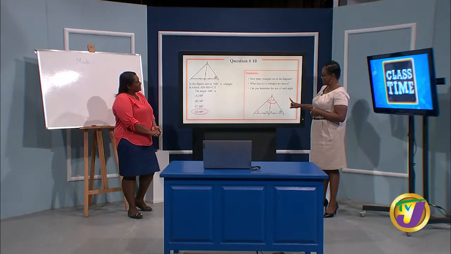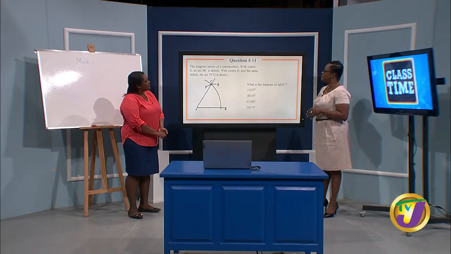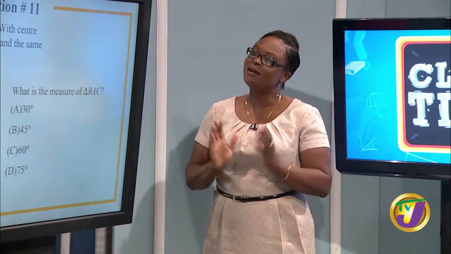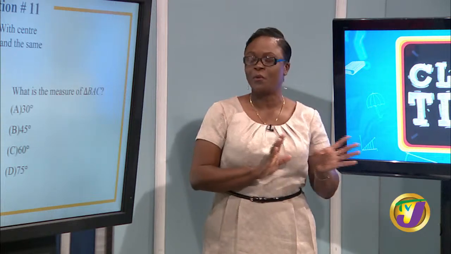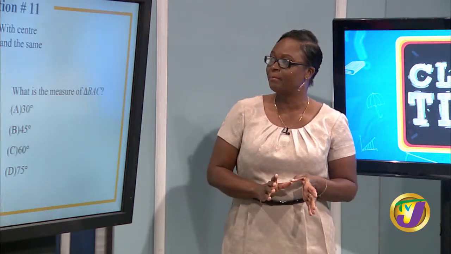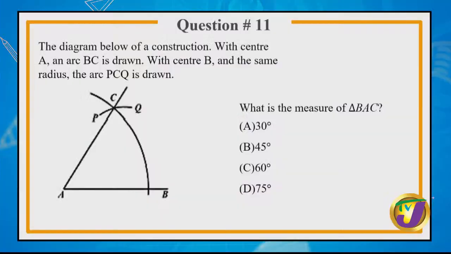Let's continue. So here we have another question. It's a little different from what we would have done before. The diagram below is of a construction with center A and arc BC is shown. With center B and the same radius, the arc PCQ is drawn.